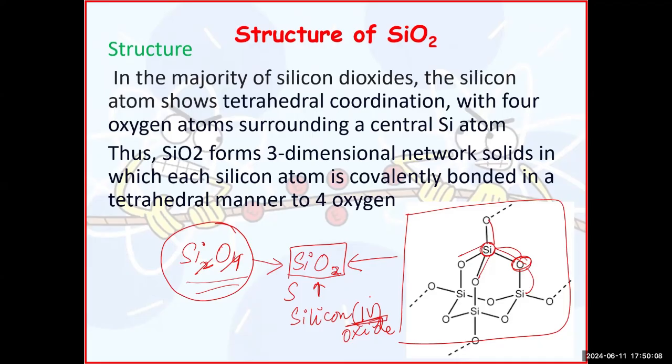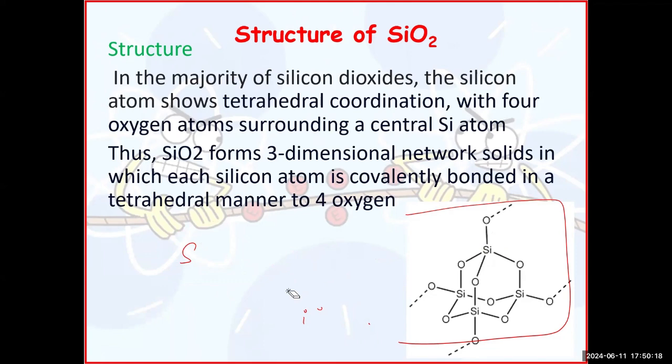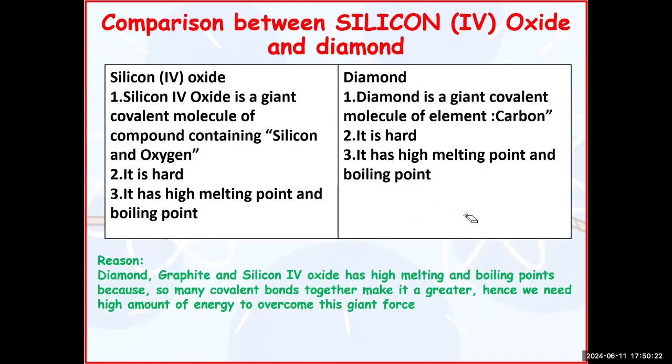Now, if you talk about the structure, that is exactly the same as diamond. A tetrahedral structure is going on. However, if you compare it with diamond, let me show you a comparison also. I brought it for you. This is only made up of carbon atoms. The diamond is only made up of carbon atoms.